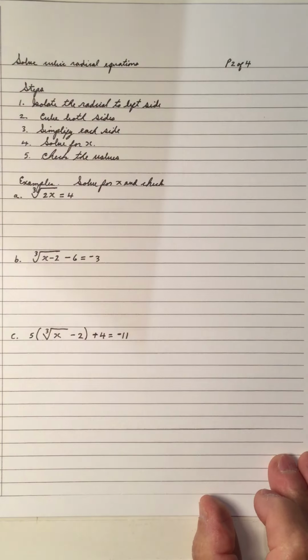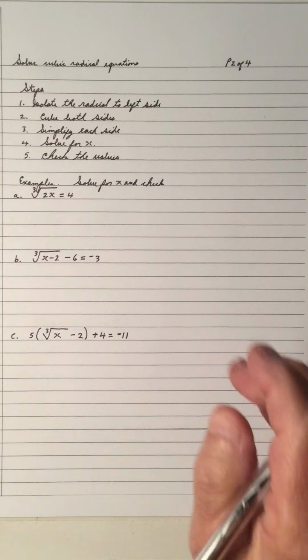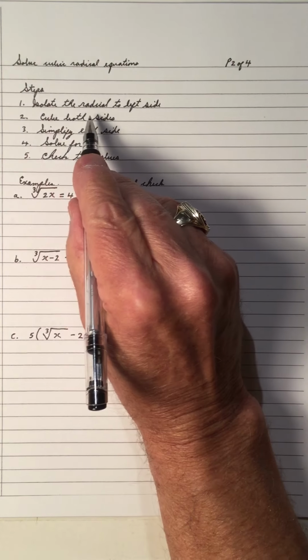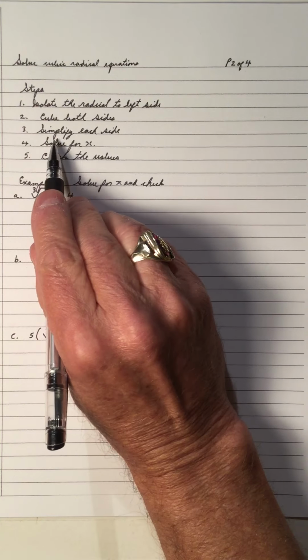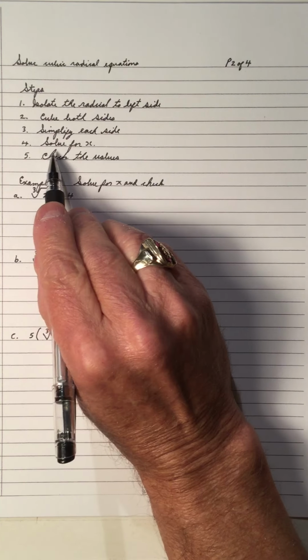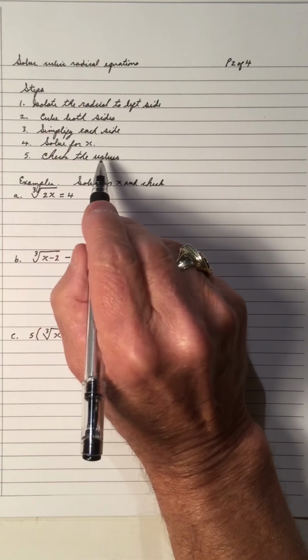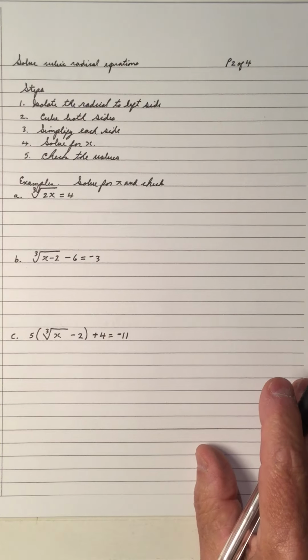Hi, welcome to my video on Solve Cubic Radical Equations, Part 2. To solve cubic radical equations, the steps I'm going to use are: isolate the radical to the left side, cube both sides, simplify each side, solve for x, and check the values. So let's do some examples.